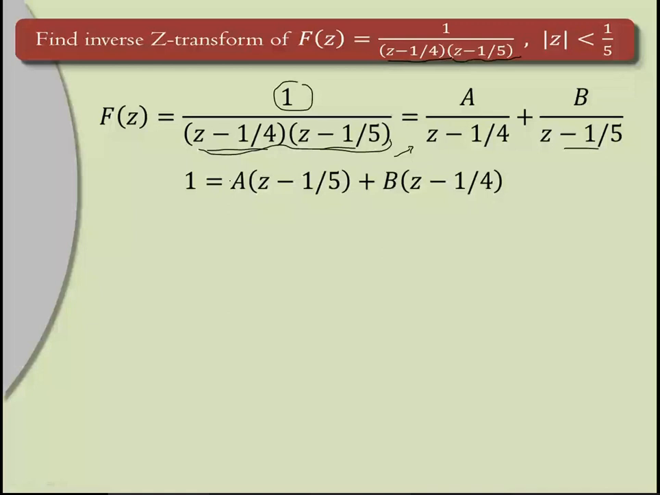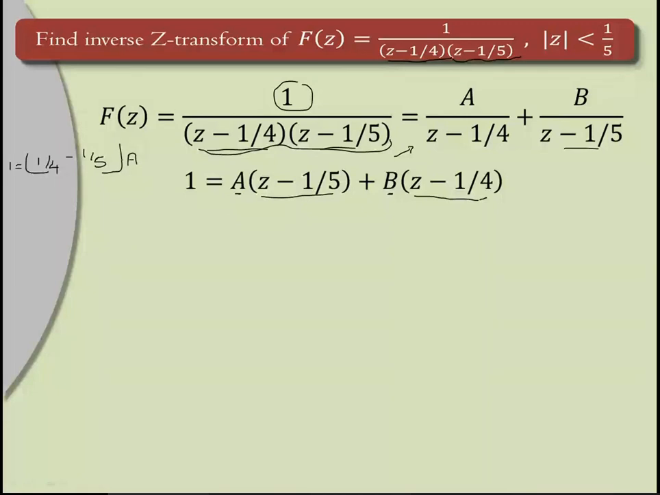So for finding this A and B, we have to do some substitution. Now what substitution do we have to do? We have to substitute the value of z such that at some value this term gets cancelled and at some other value of z the other term gets cancelled, so that we can easily find A and B. So put z equal to 1 by 4. By that, the second term gets cancelled and we can easily get A. So if you put z equal to 1 by 4, this term becomes 1 by 4 minus 1 by 5 into A. 1 is equal to (1 by 4 minus 1 by 5) into A.